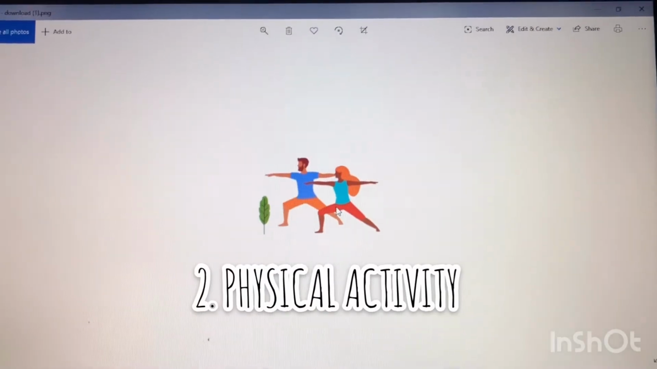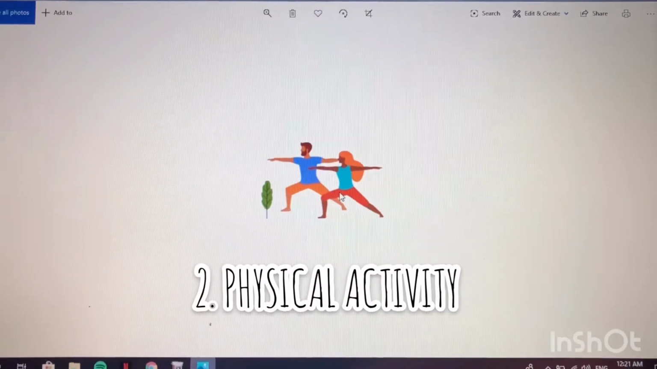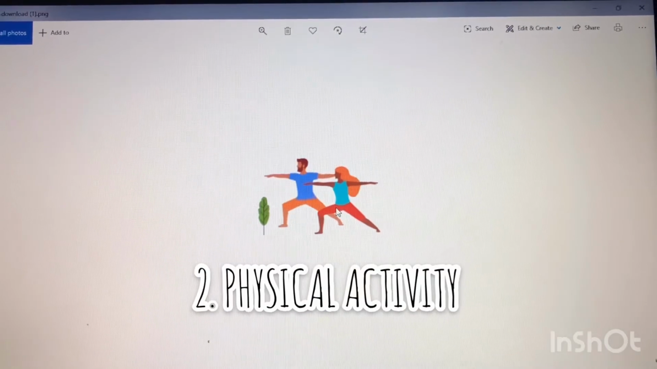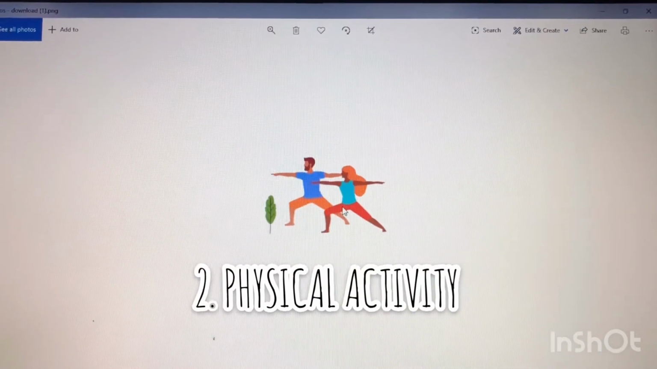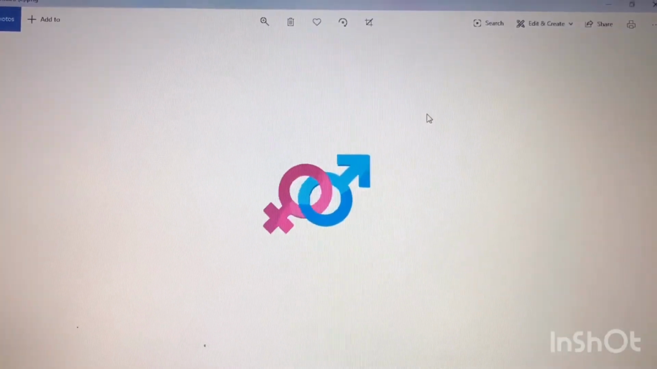Number 2. Physical activity. Exercise increases muscle mass and powers up your metabolic engines, burning kilojoules at a faster rate even when at rest.